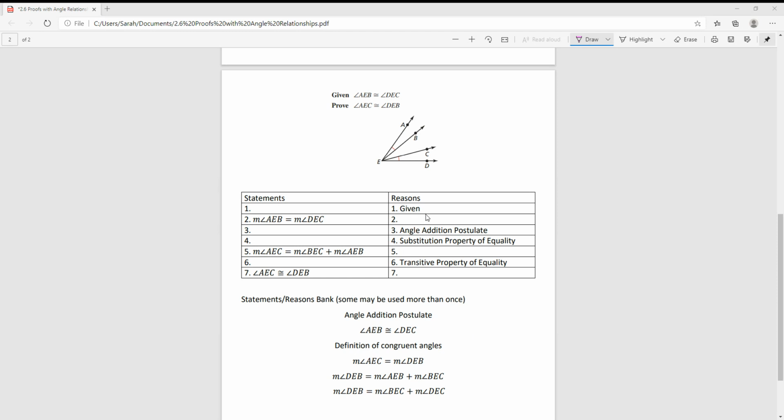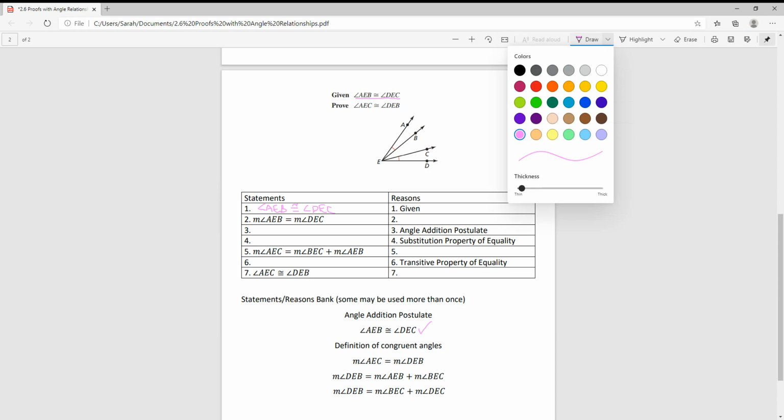Reason number one says given, so what is the information that we were given? That is this information right here. Angle AEB is congruent to angle DEC, which is this congruence right here I just checked off. Now, how do we proceed from here?